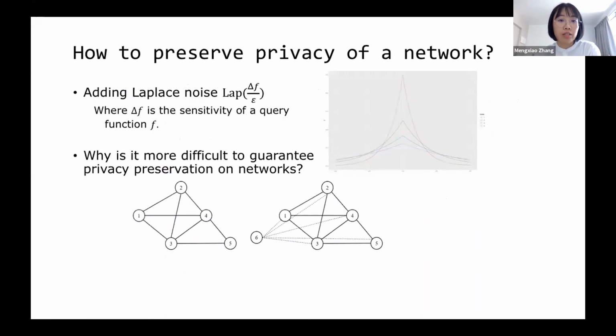Then how do we achieve node differential privacy? The very basic idea, as Fernando has introduced, is to add Laplace noise to the query answer. Here, the Laplace noise is a random number drawn from the Laplace distribution. As shown in this figure, there are some examples of the Laplace distribution with different parameters. The noise level, or the parameter of the distribution, is determined by the sensitivity of a query function. The sensitivity of a query function means the maximum change of the query function value caused by the change of a node.